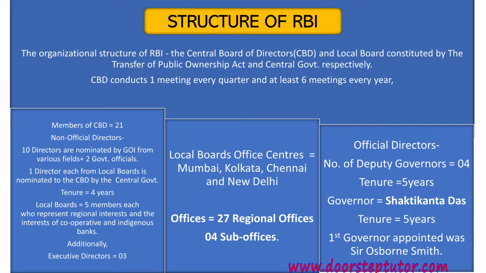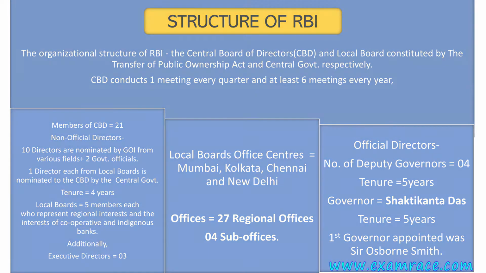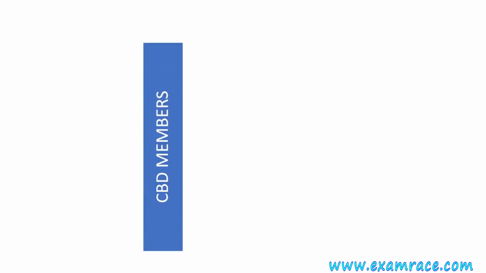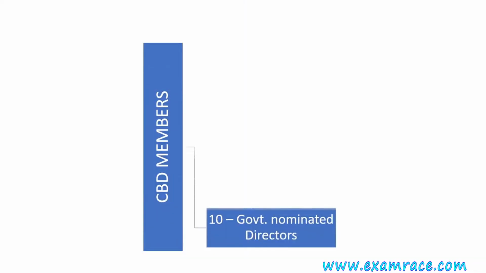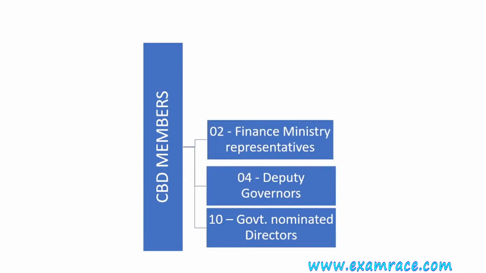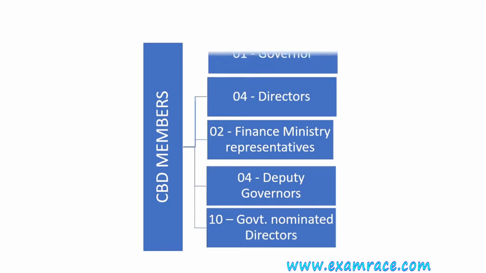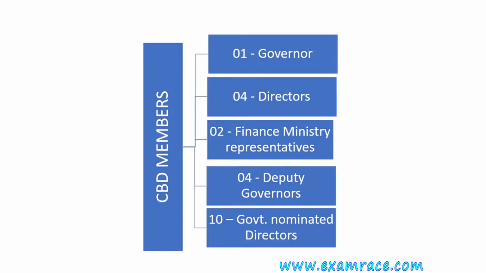Coming to the official directors, we have 1 governor and 4 deputy governors. The tenure of each is 5 years. The very first governor appointed of RBI was Sir Osborne Smith. The picture of the CBD member structure is here, which shows 10 nominated directors, 4 deputy governors, 2 finance ministry representatives, an economics plus finance representative, 4 directors and 1 governor. The total number stands at 21.